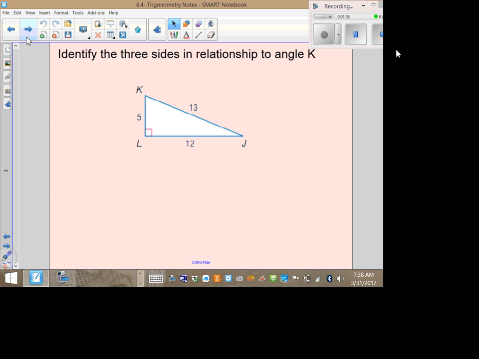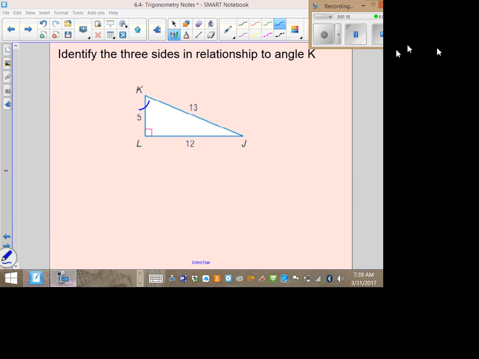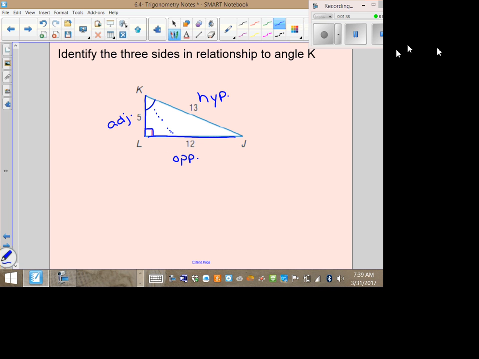So if we're looking here at angle K, the side right next to K is going to be our adjacent. The side opposite our K, so across, is our opposite. And then you guys have worked on identifying hypotenuses, so our 13 is our hypotenuse.